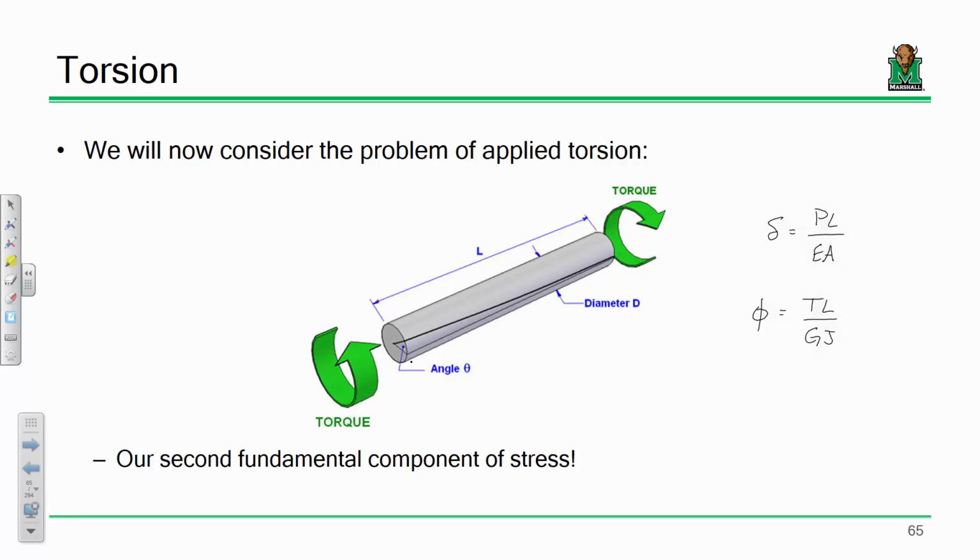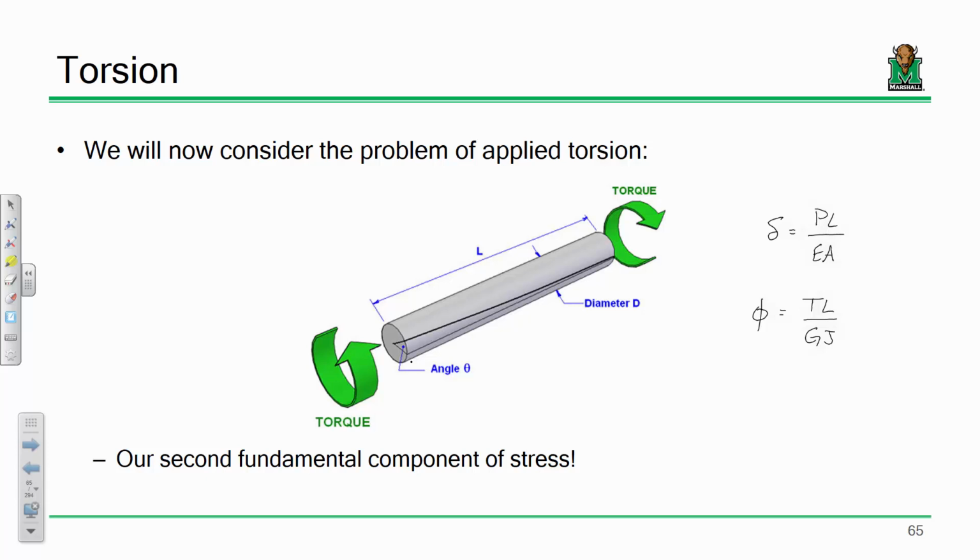J is a property as well of a section. It is a different property. It is not the area. It is what we call the polar moment of inertia, and I'll explain that in a little bit. But it is, again, a property of that section. P is your applied load. T is your applied torque. And then you have the member length showing up in both of them. So the formulas are very, very similar. So it's a very natural step to go from axial load to torsion.